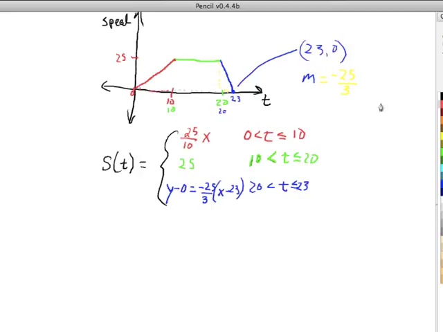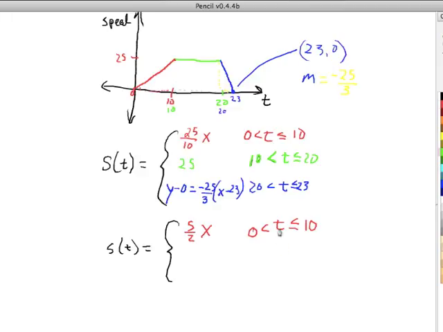S of t. If I get cut out of time, I'll maybe continue in another one. Here, 25 tenths is the same as 5 halves x, for 0 less than t, which is less than or equal to 10. For t greater than 10 but less than or equal to 20. Oops, that should be green, right?